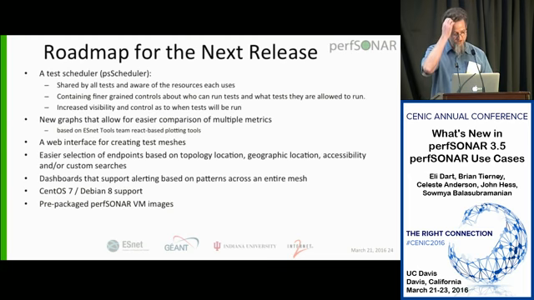We're going to have this new scheduler called PS Scheduler. We're also working on some new graphs that are much more intuitive. There'll be a web interface for creating test meshes. If anybody's tried to do that before, they know it's a fairly tedious config file that's easy to get wrong right now. The next version will have a GUI for that. We'll have full CentOS 7 and Debian 8 support, and then we'll have some prepackaged VM images as well for people who need to run perfSONAR in a VM, want to install it on Amazon, et cetera.